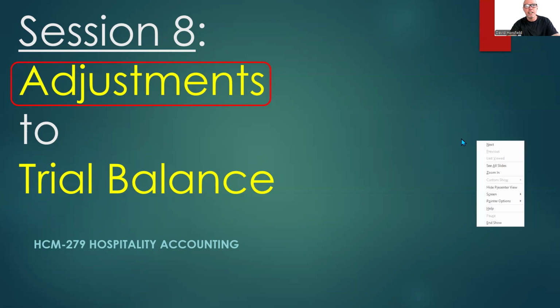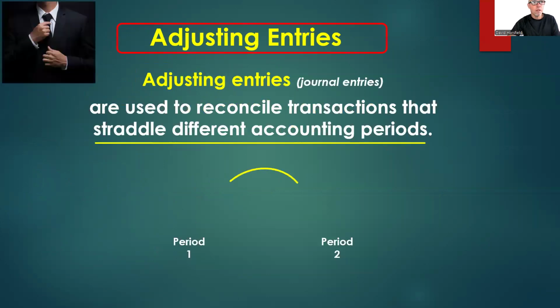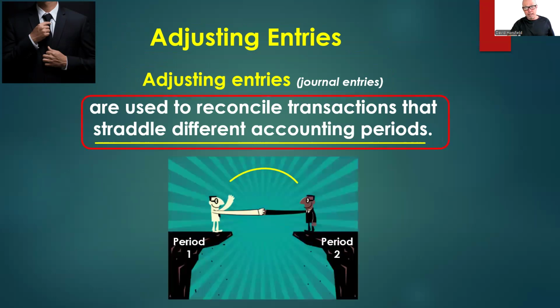So the journey continues. We know that the accrual method of accounting requires adjusting entries. We're at the stage where we're getting close to posting adjusting entries. We know that these adjusting entries are journal entries that are used to reconcile transactions that span different accounting periods. It could be the end of a month that starts into the next month, or the end of a quarter, a 3-month period where a transaction crosses over, or the end of a fiscal year, as an example.